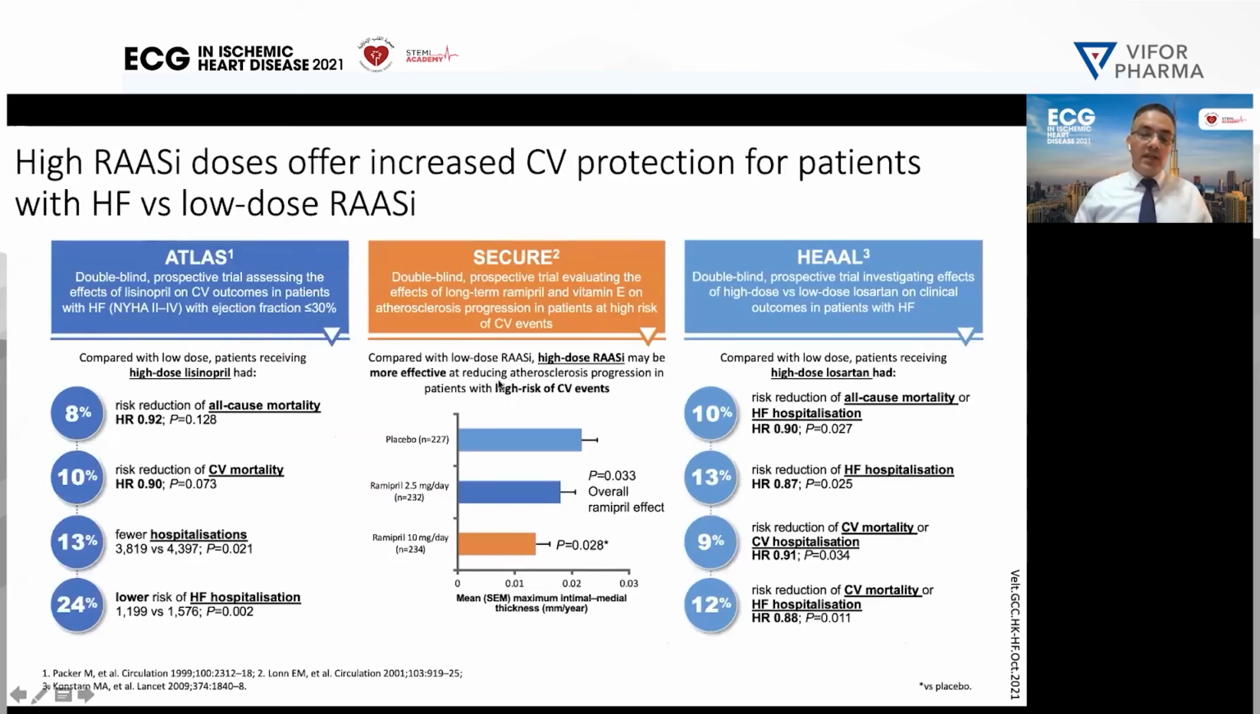Another few studies, for the ACE inhibitors and ARBs, angiotensin receptor blockers like losartan, and ACE inhibitors like lisinopril, in ATLAS, SECURE, and HEAAL, show that high-dose renin-angiotensin-aldosterone system inhibitors offer increased cardiovascular risk protection compared to a lower dose. You will get more reduction in all-cause mortality, more risk reduction in heart failure hospitalization, and even in cardiovascular mortality and hospitalization. So giving a higher dose of renin-angiotensin-aldosterone inhibitors to your patient will offer you more protection than giving half the dose or a lower dose than the recommended doses.